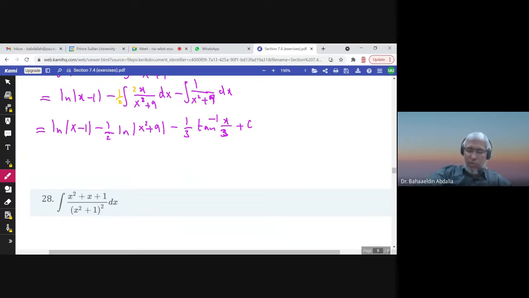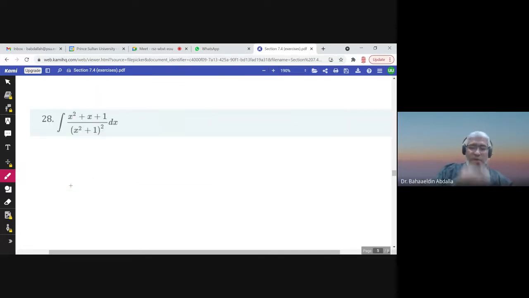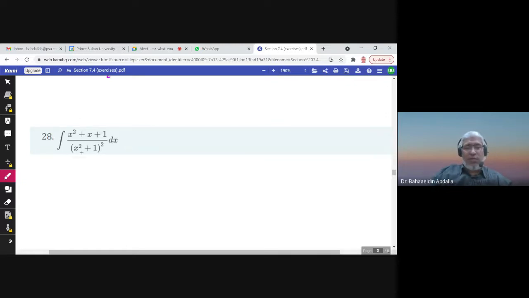Let us continue solving more exercises about section 7.4, rational functions, integral of rational functions using partial fractions. Here we need to evaluate this integral. The degree of the numerator is 2, the degree of the denominator is 4. It's okay. We call it a proper rational function. I have an irreducible quadratic factor in the denominator raised to the power 2, which means it's repeated.